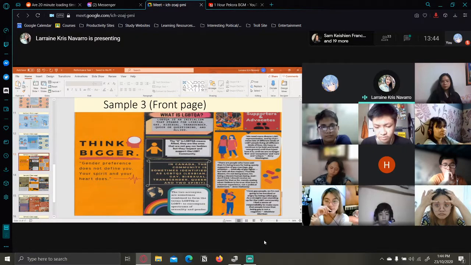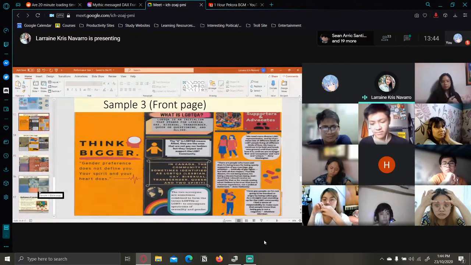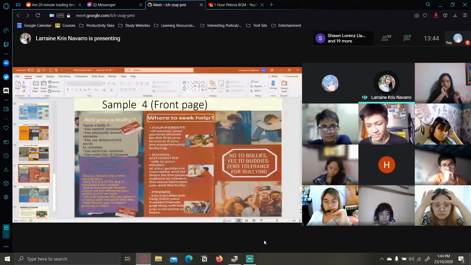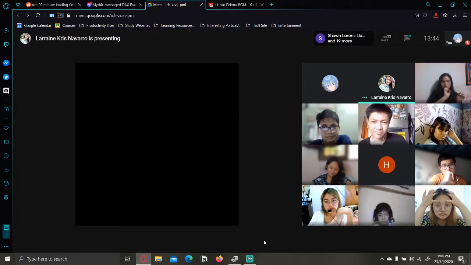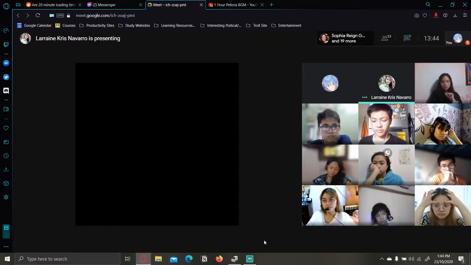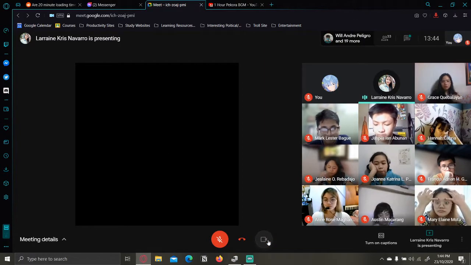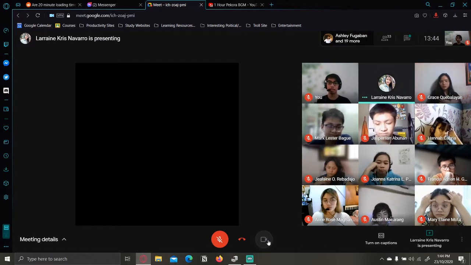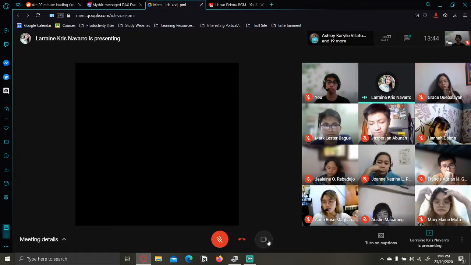And another thing, people, when you come up with your brochure, do not use dark colors as your background because it's really hard to read the information, especially when the paper or the background is really dark. Masakit siya sa mata. Okay? So that's one thing that you have to remember.